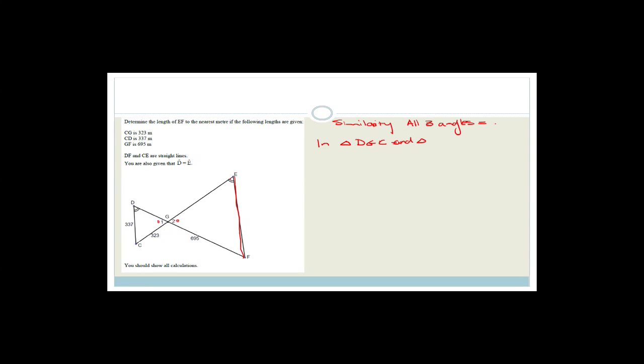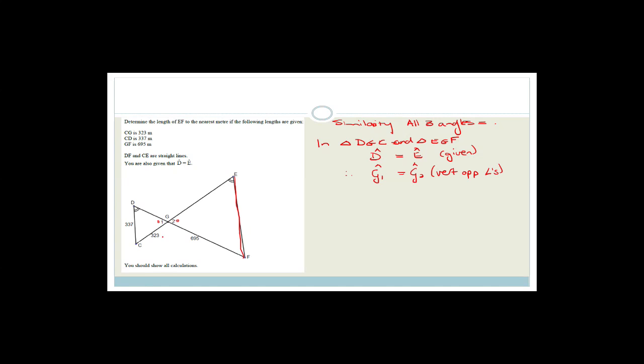So I'm going from the angle that we've been given to the angle that's in the middle to the other angle. So in the triangle EGF, do you agree that they told us that angle D was equal to angle E? And why was that? Because it was given. So they told us those two angles are equal. They also told us that DF is a straight line and CE is a straight line. Therefore, we can see that G1 is going to be equal to G2. And why? Because they are vertically opposite angles.